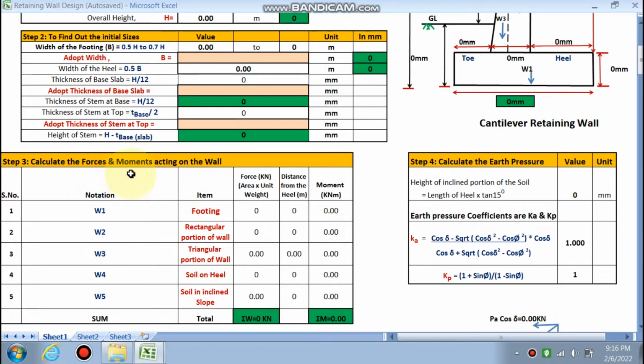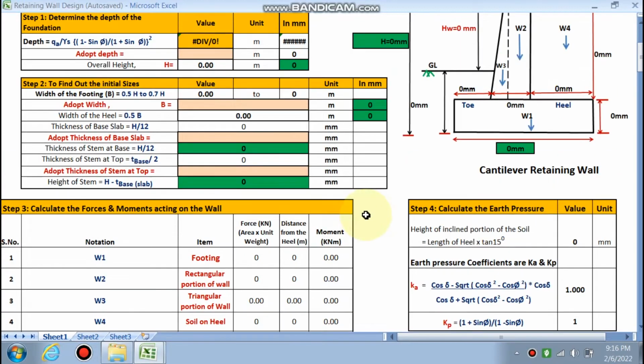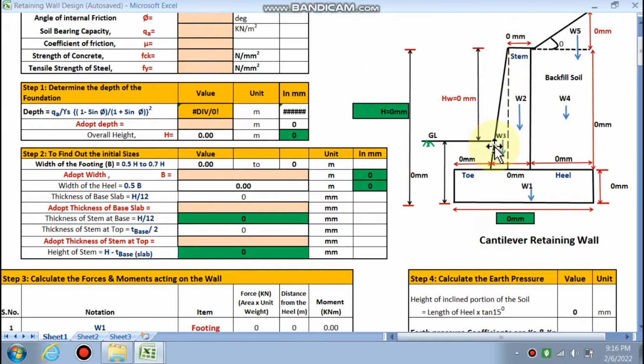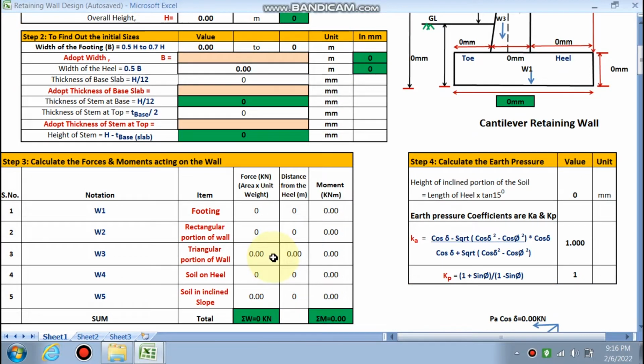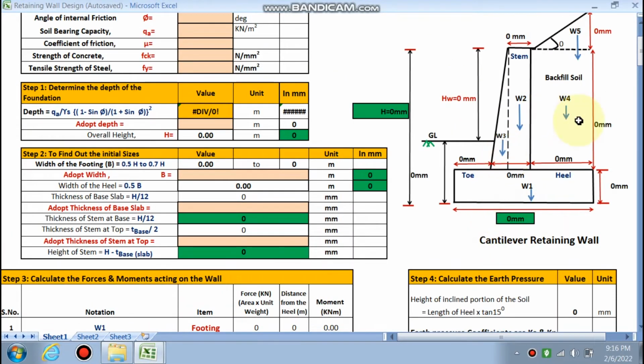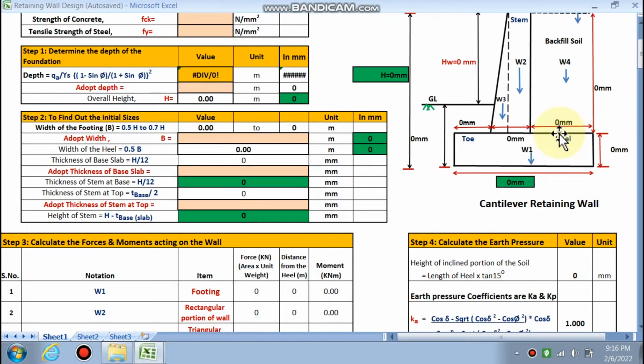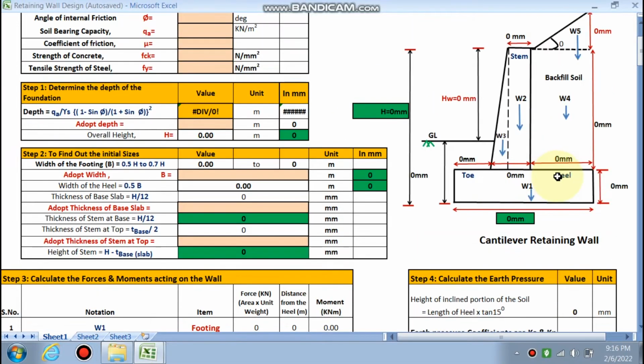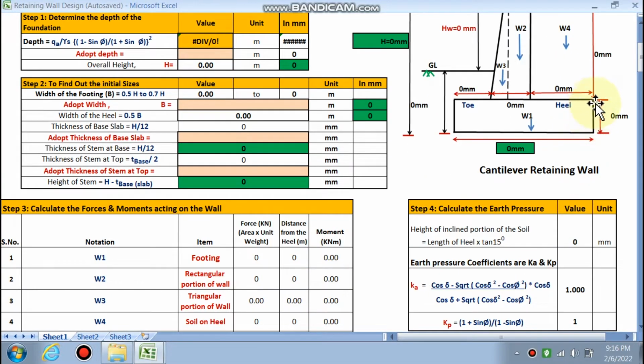Next are the forces and the moments acting on the wall. The different elements are there, like this is the stem, this is the toe, this is the base slab. They will all generate loads on the particular soil, right? So we have to find the loads coming on the soil from the different structures, right? Then we have to calculate the overall moment about this heel. What is the total moment, right?